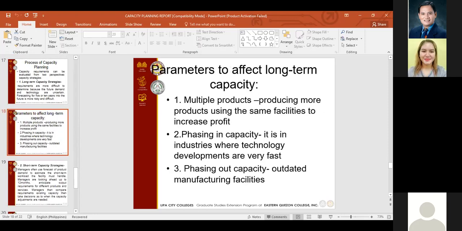So what are the parameters that affect the long-term capacity? First is multiple products, producing more products using the same facilities to increase the profit. Second is phasing in capacity, for industries where technology developments are very fast. And then phasing out capacity, which is for outdated manufacturing facilities.